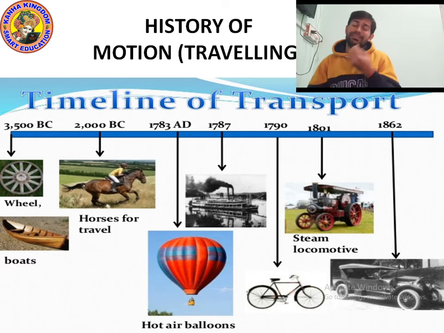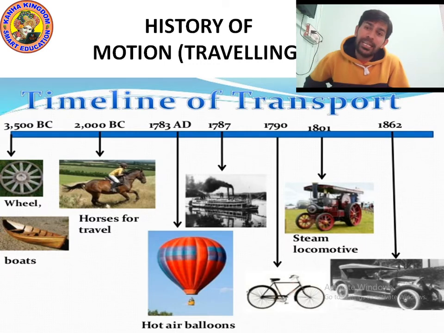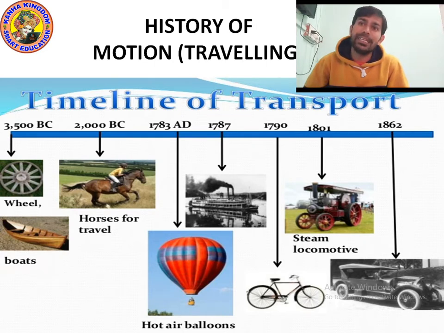Then the hot air balloon was made, after many years, in 1783 AD. Then people started making big ships in 1787. After a long time, the bicycle was made. When was the bicycle made? The bicycle was made in 1790.